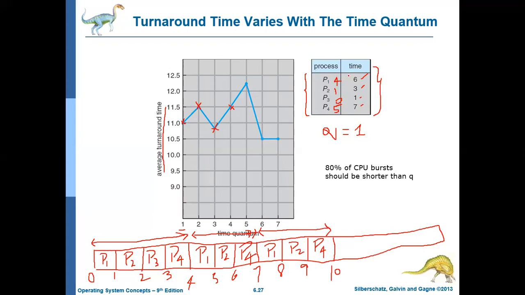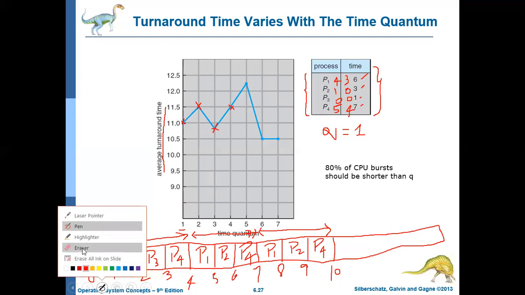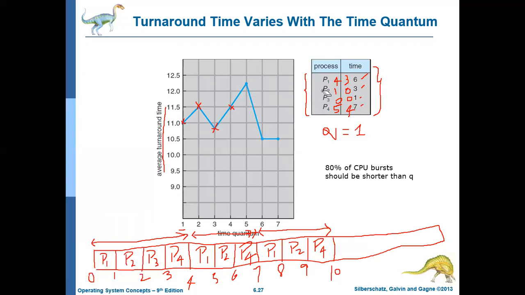After round 3, what happens? The remaining time will be 3 milliseconds for process 1. Process 2 has already finished. Process 3 has already finished. And for process 4, the remaining time will be 4 milliseconds. Okay, so in the fourth round there will be only two processes. What are they? P1 and P4, only these two processes.